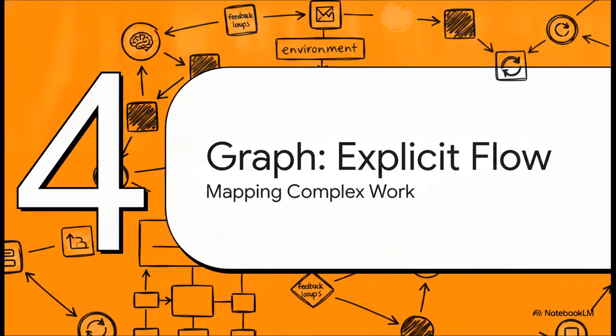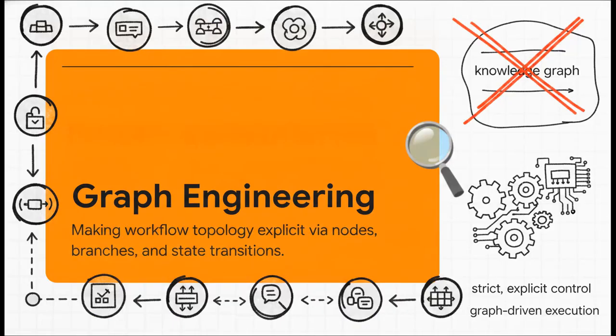All right, Section 4, Graph, Explicit Control Flow, Mapping Complex Work. So graph engineering is where we make the topology of the workflow explicit. We're talking nodes, branches, and state transitions. Think of popular frameworks like LangGraph or Microsoft's AutoGen. Quick clarification though, because this trips people up. This is not a knowledge graph that maps out entities and data relationships. No, this is graph-driven execution. It's about maintaining strict, explicit control over exactly which component is permitted to run next in a given sequence.